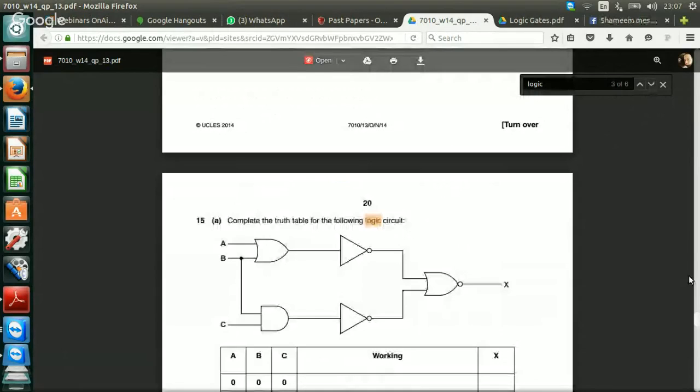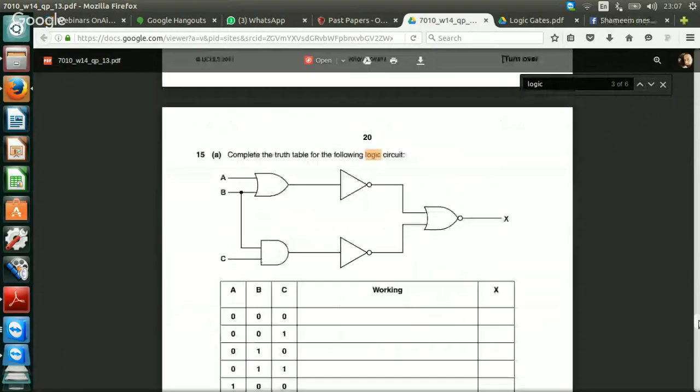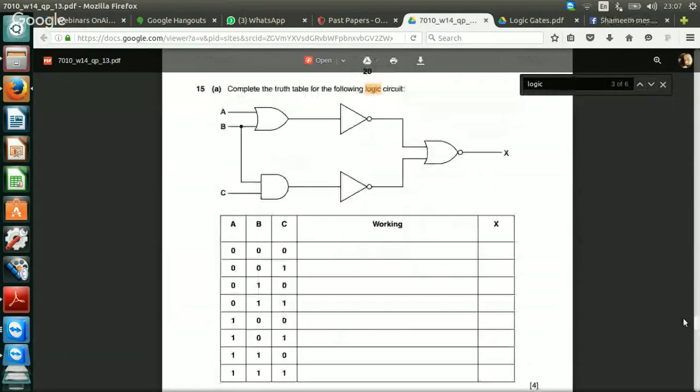Three inputs. Logic gate. This is pretty easy. We can solve it quickly. Just give me a minute so I can open the very same thing on my smartphone as well.